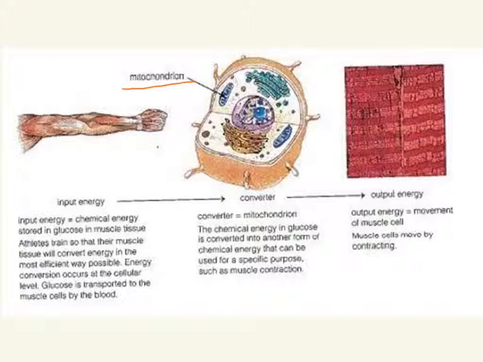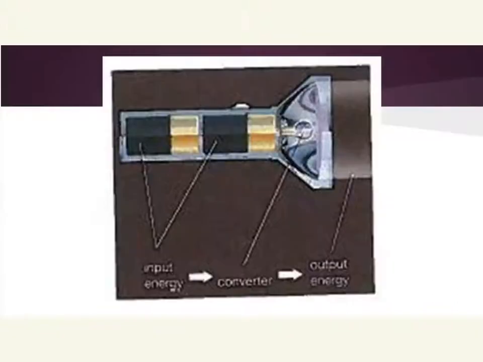And the muscle cells move by contracting. So input energy is taking in the food we eat and using that glucose that's stored in our body. That's then transferred to our muscle cells where the converter, the mitochondria, produces that power. So like it's a powerhouse. And then we get our output energy, the movement of our muscle cells.